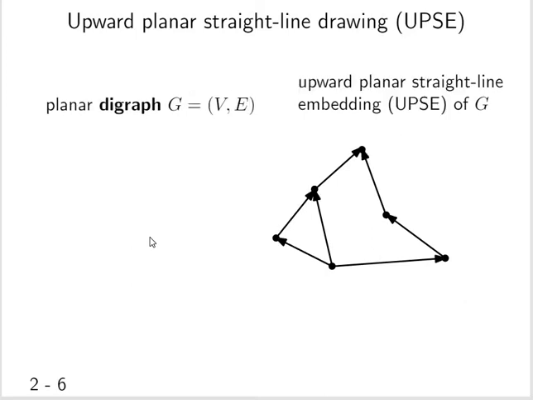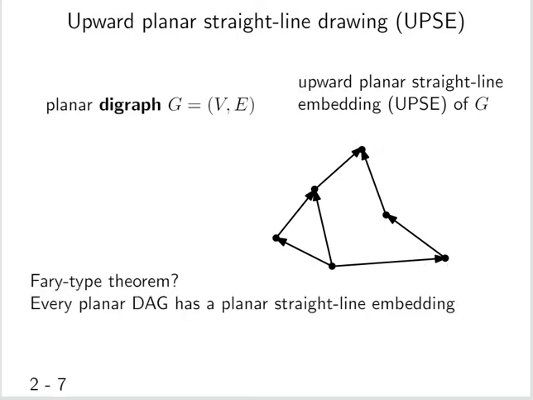What is upward embedding? So now consider directed graphs. All the edges now have directions, and a planar straight line embedding of that graph is an upward planar straight line embedding if every edge points upwards, meaning that its first endpoint is lower than its last endpoint. Here you can see an example.